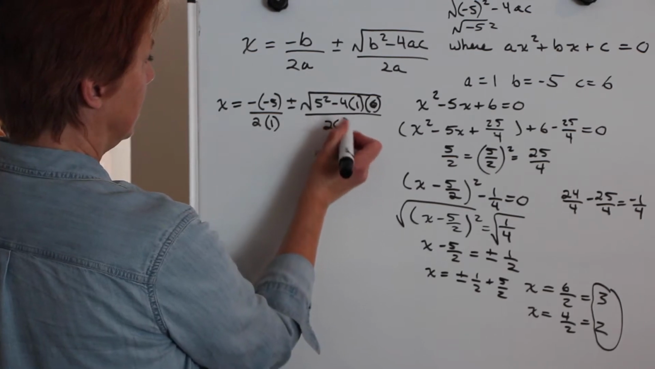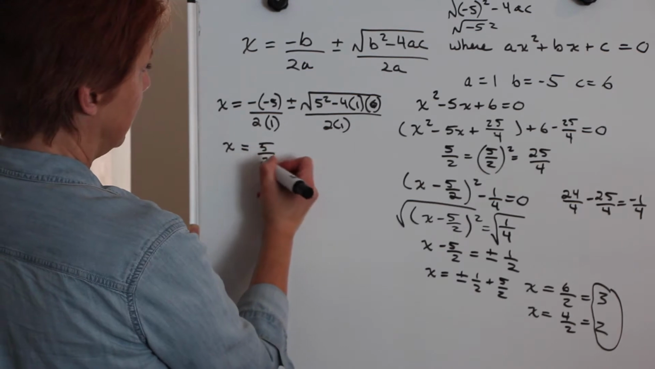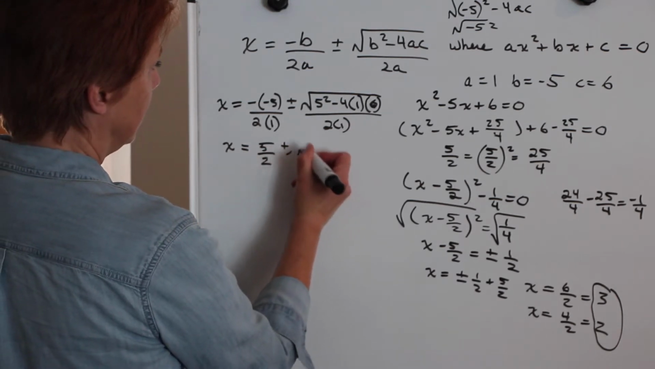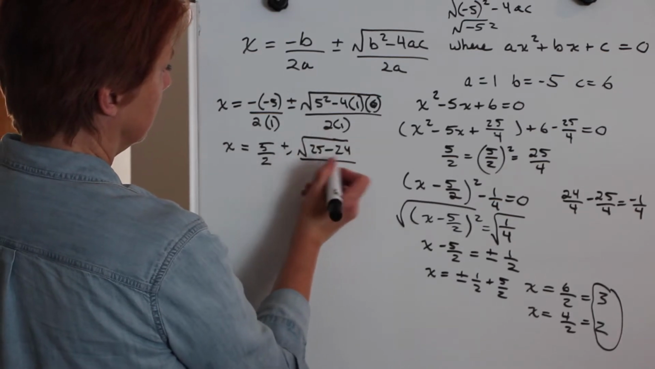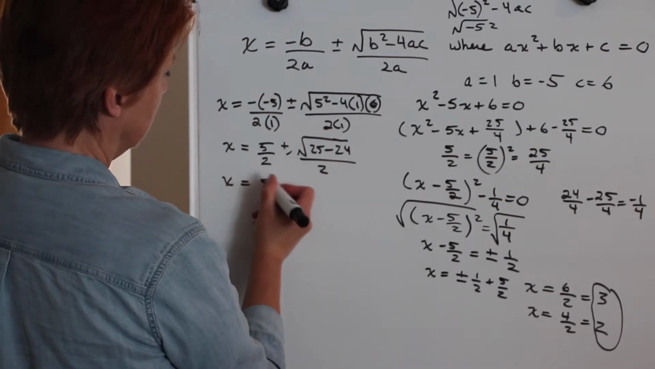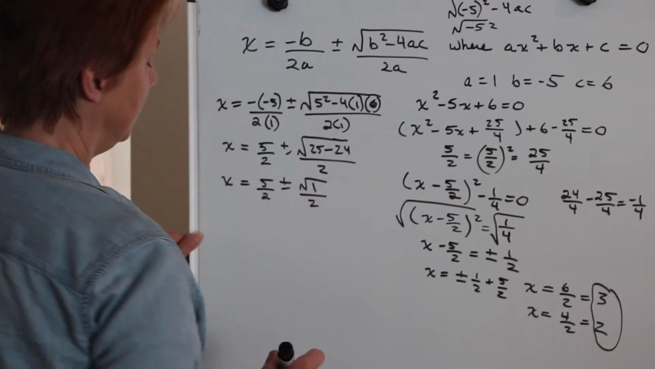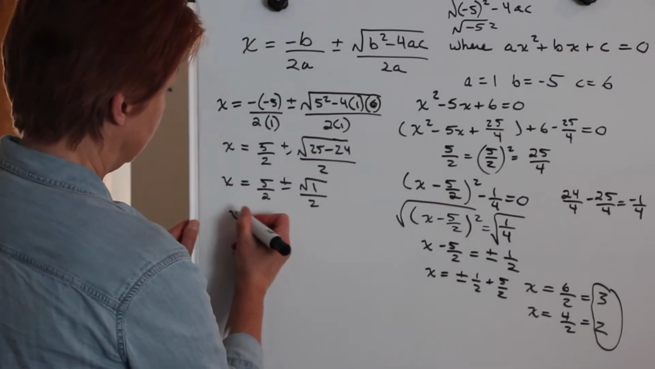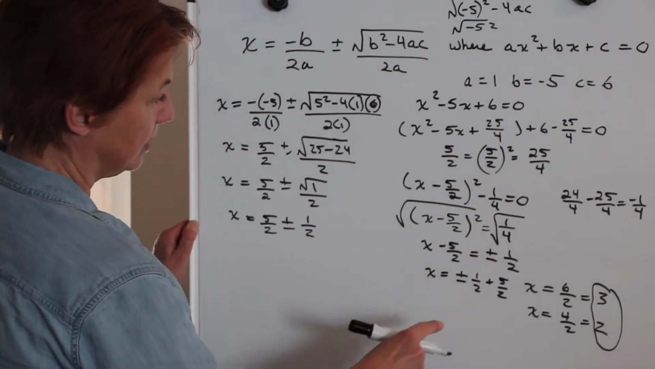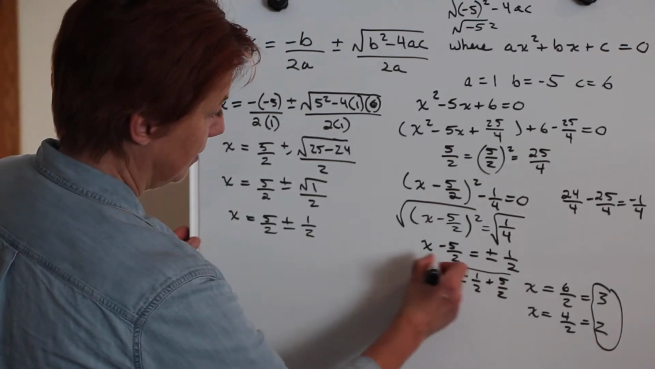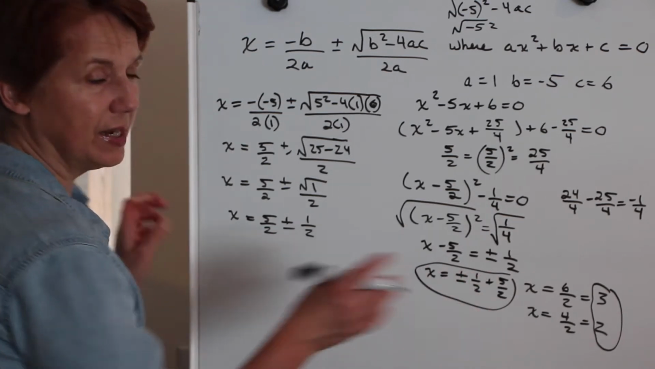Divided by 2 times 1, we just carry on. So the two negatives cancel, which gives us 5 over 2, plus or minus the square root of 25 minus 24, over 2. 5 over 2, plus or minus the square root of 1, over 2. Now the square root of 1 is just 1, so we end up with 5 over 2 plus or minus 1 over 2, which is exactly what I have right here. 5 over 2 plus or minus 1 over 2. Okay, so we're going to get the same answers again.